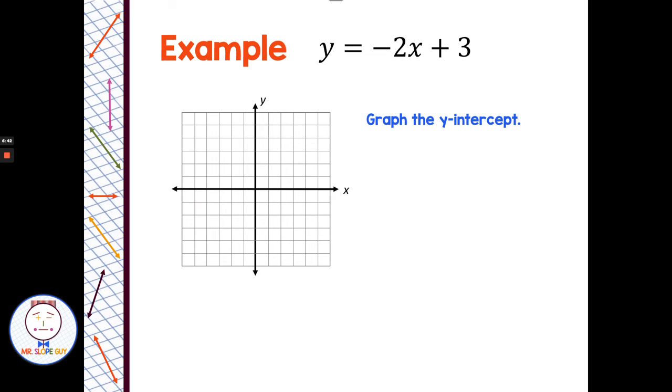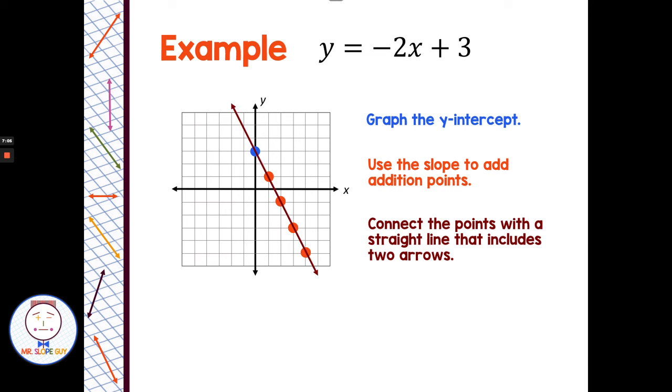So what is the y-intercept? Well, at positive 3, I'm going to go on the y. Start at the origin. I can go up 1, 2, 3, and put my y-intercept. And then my slope is negative 2. Down 2, right 1. I can go down 2, right 1, down 2, right 1, as many times as I want, and just connect them with my 2 arrows going through those points.